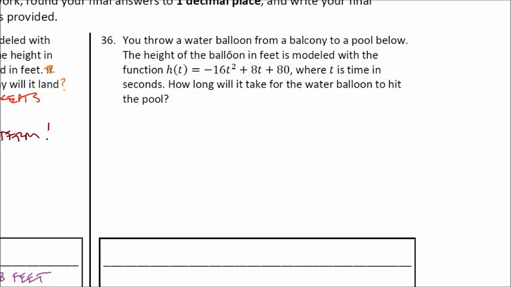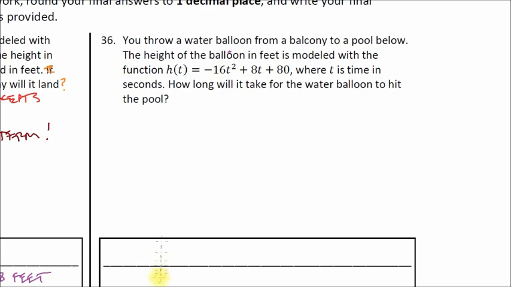Alright, we're down to the last few questions. Question number 36. You throw a water balloon. Oh, this sounds a lot like 35. You throw a water balloon from a balcony to a pool below. The height of the balloon in feet is modeled with the function h of t is equal to negative 16t squared plus 8t plus 80, where t is time in seconds. How long will it take for the water balloon to hit the pool?